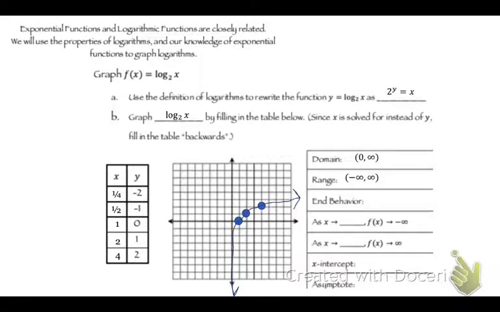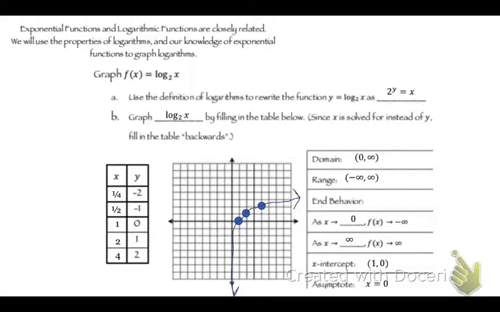Okay, the domain here is 0 to infinity. Range is negative infinity to infinity. And then as x goes to 0, f of x goes to negative infinity. And as x goes to infinity, f of x goes to infinity. There's an x-intercept at (1, 0) and an asymptote at x equals 0.